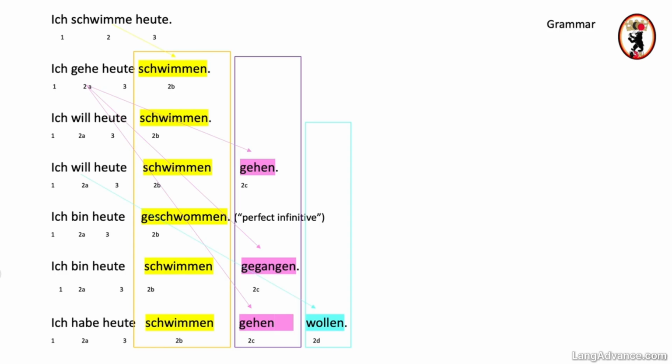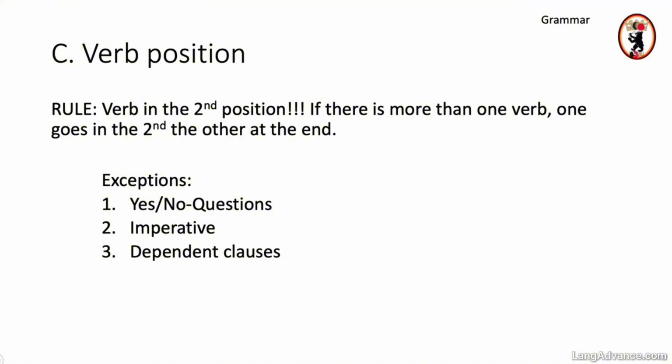And that is it. I recommend you print this and meditate over it a lot. This will take time until it makes sense. And as always, repetition is vital. In the next part, I will concentrate on the position of verbs in a German sentence. There is one very important rule. The verb has to be in the second position. And if there is more than one verb, one goes in the second position, the other at the end.